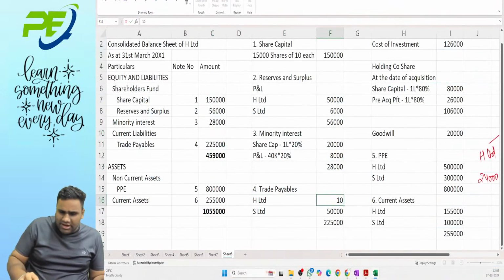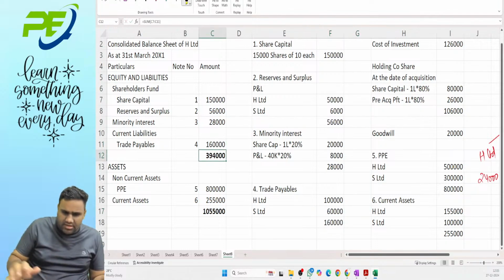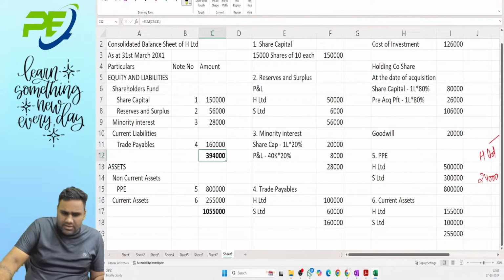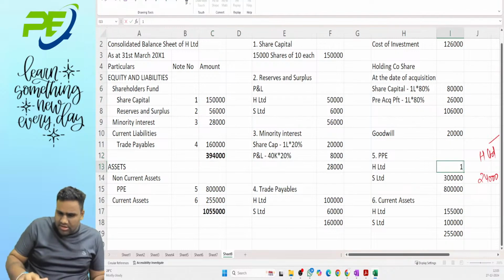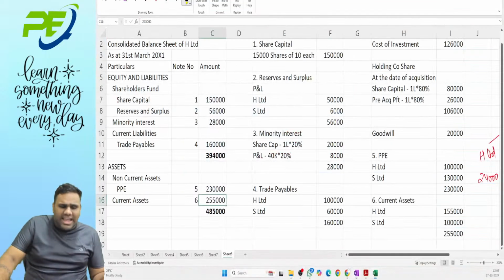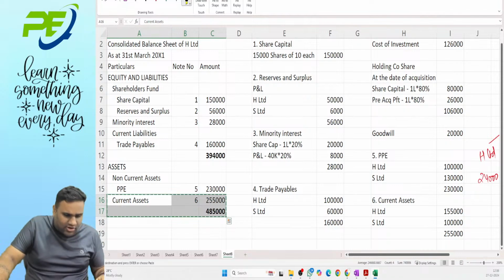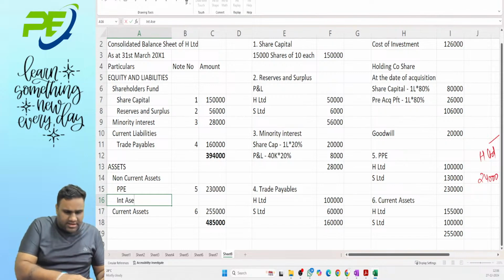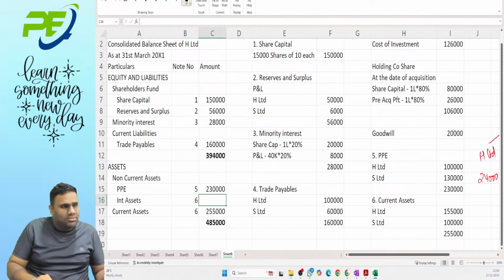Then trade payables, 1,60,000. Then PP 1,30,000, same. So 2,30,000. Then investment will not come. Why? Already adjusted in cost of control. So intangible asset.